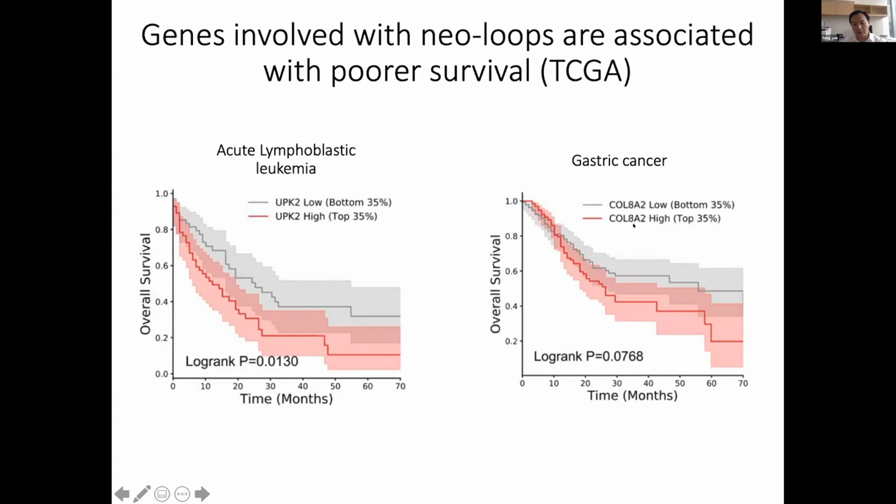And a similar case can be made for this COL828 gene in gastric cancer. Again, we just did a quick search, and we didn't see this known in the gastric cancer literature. So we have really big supplementary tables. And if you're a cancer researcher, you're more than welcome to check the list, and hopefully there's something that can catch your eye.